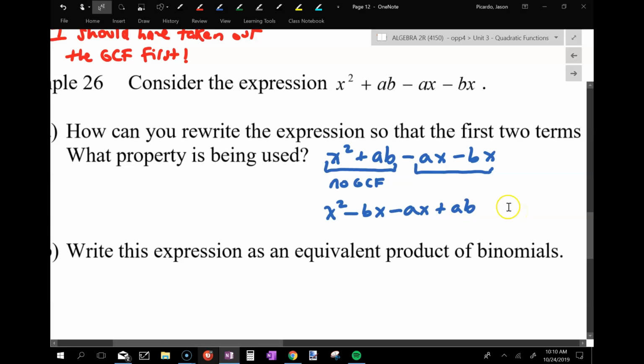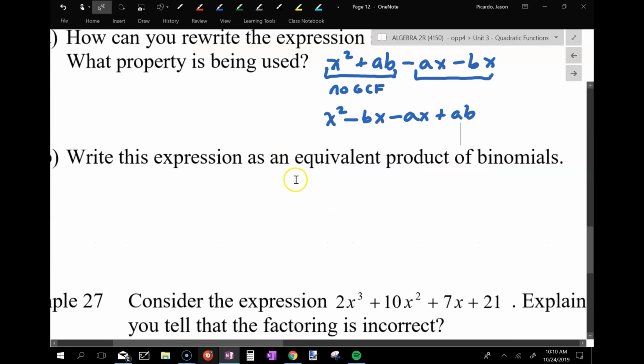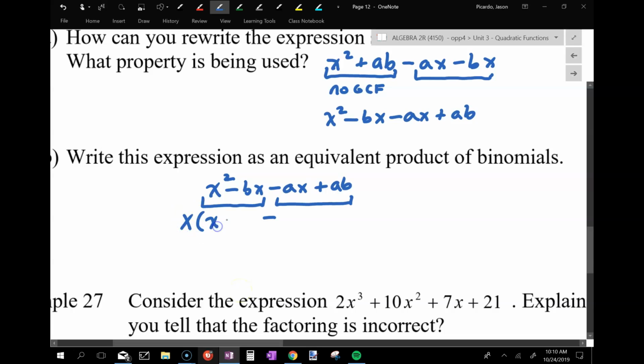It will, right? Now, Trinity's looking at me like, guys, all I did was what? I took this and this and this, and I just rearranged the order, right? I'm allowed to rearrange the order as long as I keep the signs the same, okay? So if I reordered it like this, I'm wondering if my method will work now. Is there anything I can take out of the first 2 terms? I can take an x, and when I take an x, what am I left with? X minus b, right?